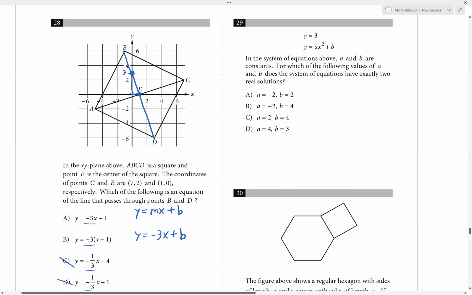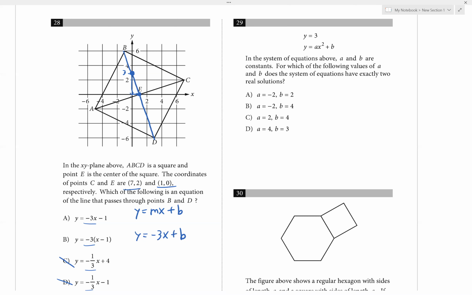If we're going to prove it algebraically, that would take longer for this question, but you could solve for the slope of line CE using these two points, plugging into the slope formula. Since these two are the diagonals of a square, they should be perpendicular, so the slope should be the opposite reciprocal of the slope of CE. You can also do it like that, but that will take longer. So for this question, we'll just use the graph. Slope is definitely -3.